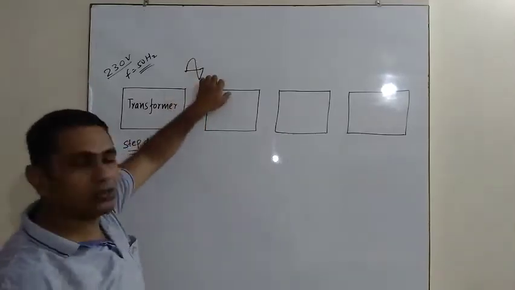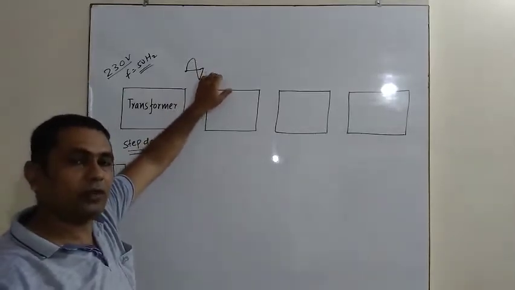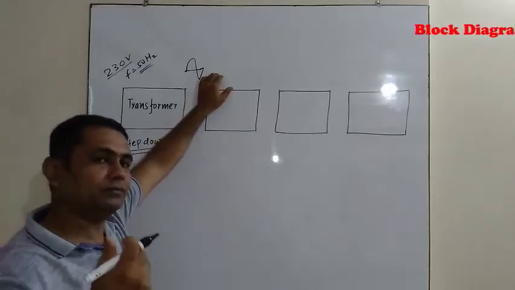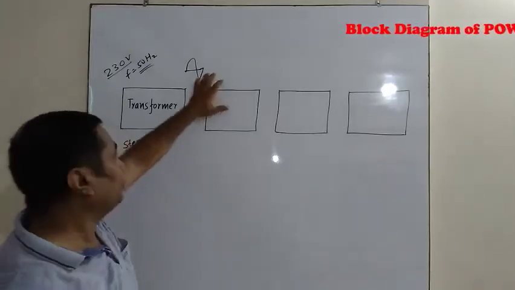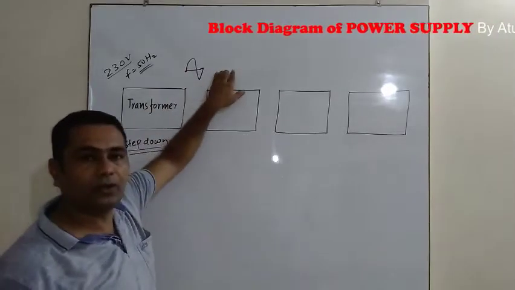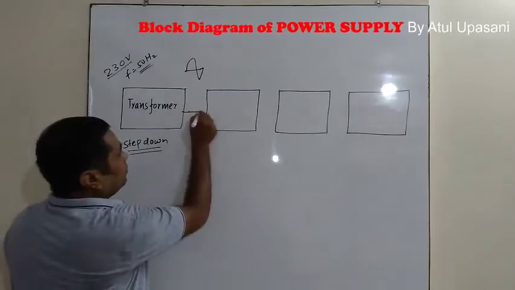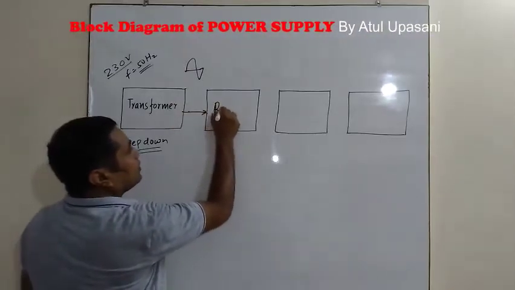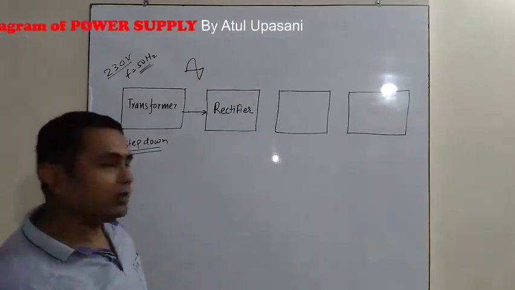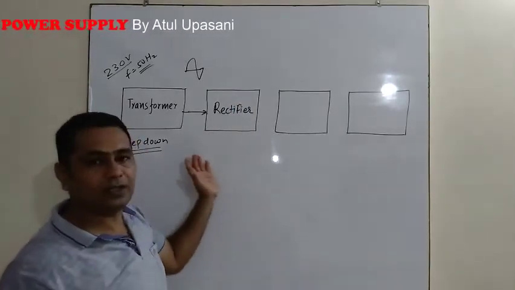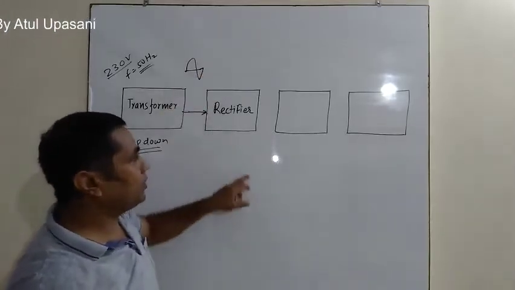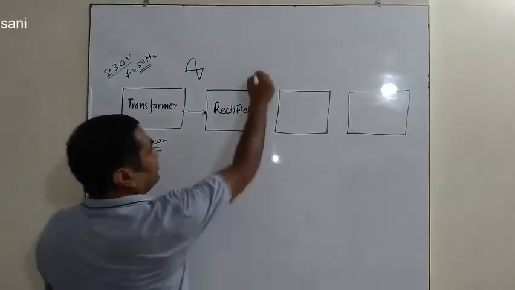This AC is not required for the electronic circuit. It requires a DC power supply. That is why this AC must be converted into DC. To convert it into DC, we use another circuit called a rectifier. A rectifier uses diodes to convert AC into DC. That means the bidirectional current is converted into unidirectional current using rectifiers.